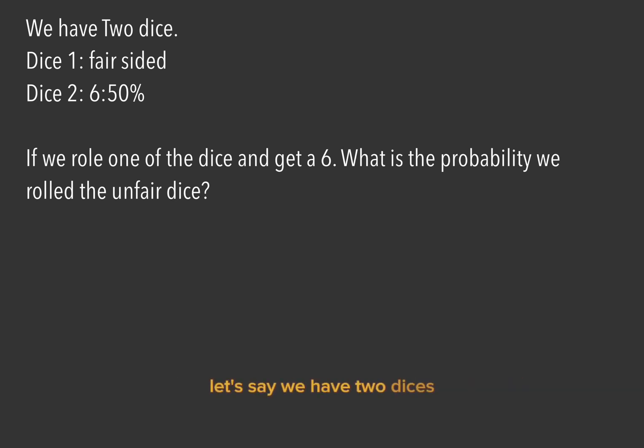Let's say we have two dice. One of the dice is a fair six-sided die as normal. The second die is biased to land on 6 50% of the time. The question is, what is the probability we roll a 6 using the biased die?